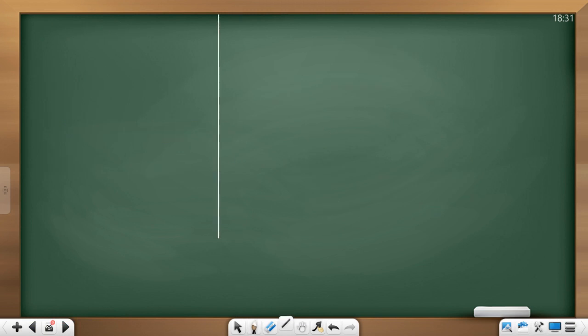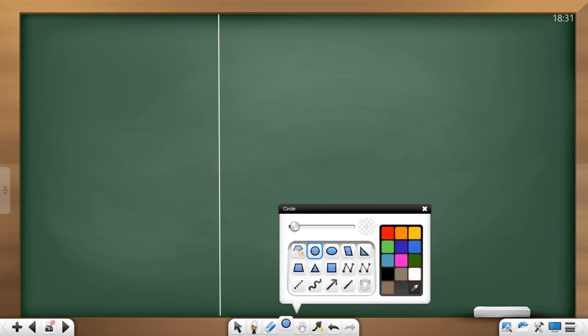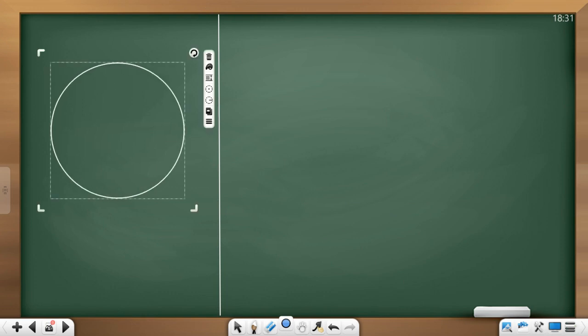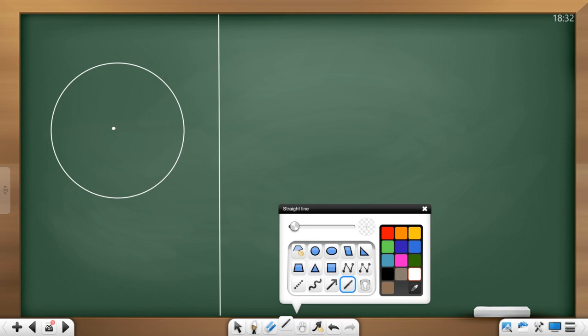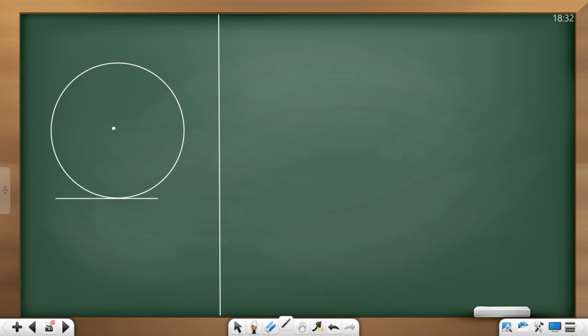We want to prove. Let me divide my board into two and create the question. So we have a circle. There we go. We have the center of the circle. We actually need that. There are two ways to prove this, but I'm only going to do one. So let's have the tangent here. We have that. We have this. And we have that.